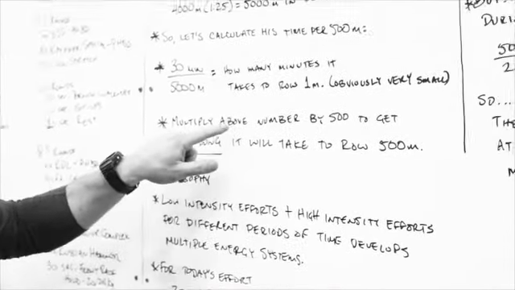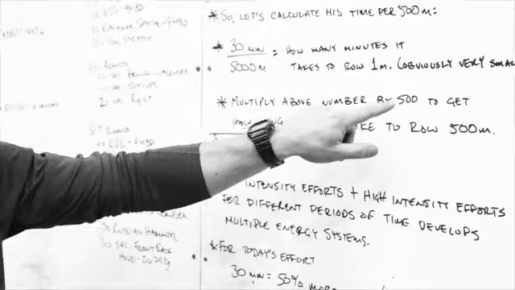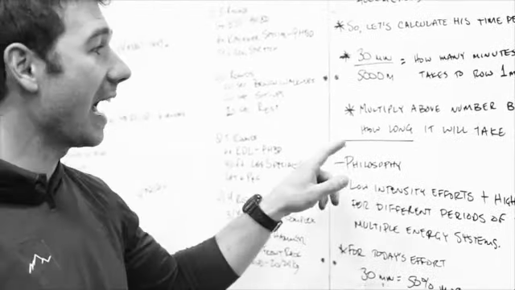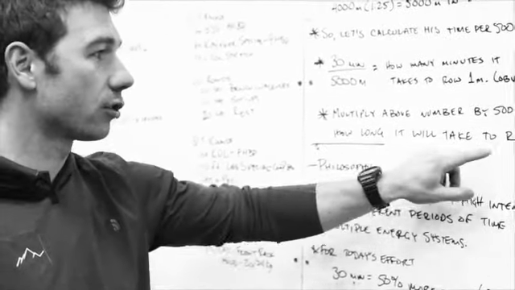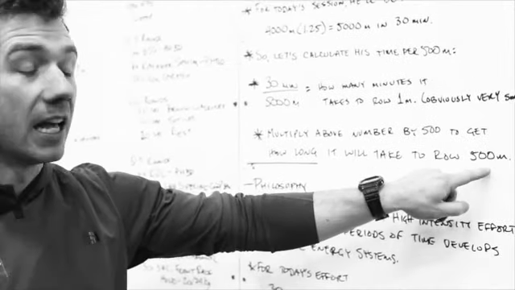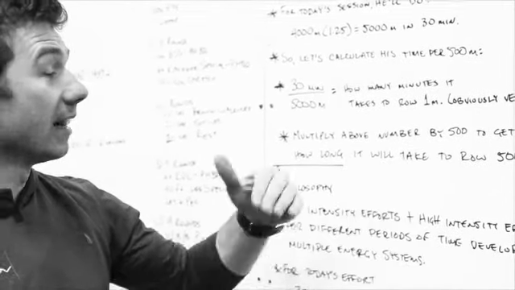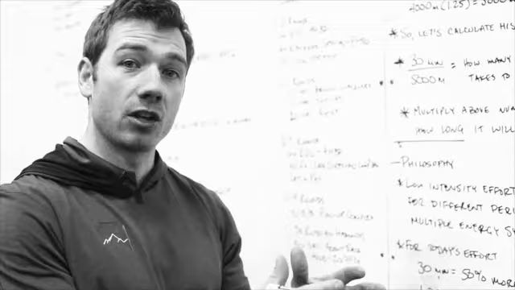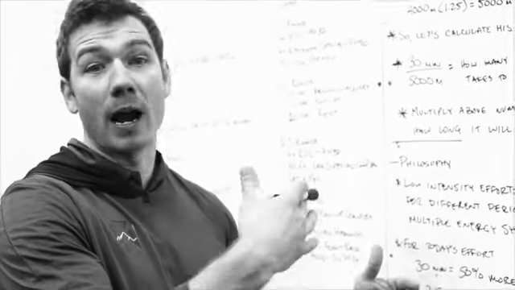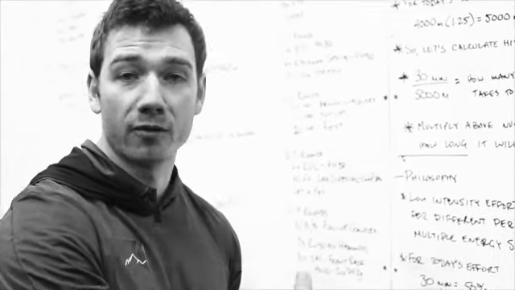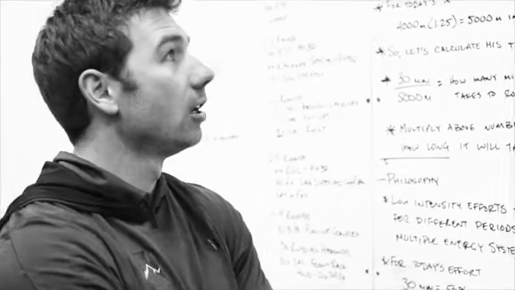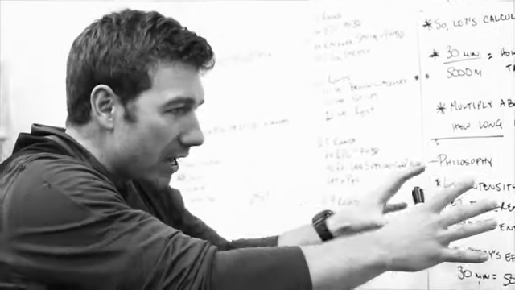But then if we multiply the number that we get here by 500, then we'll get how many minutes it takes to row 500 meters. It'll be a greater time per 500 meters than you saw in your assessment. So let's look at our philosophy then.